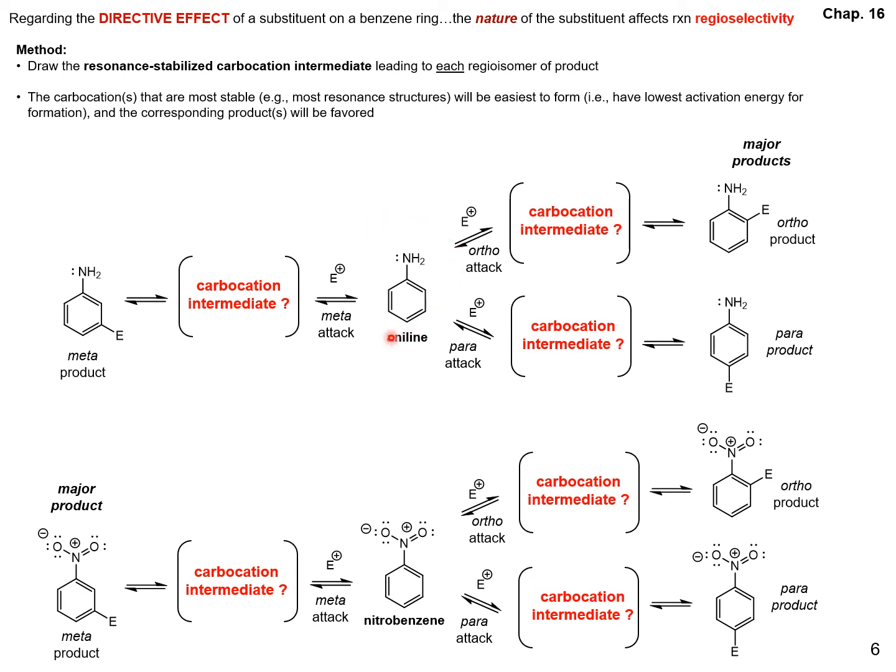So for aniline, you would perform ortho attack, draw out the carbocation intermediate. Para attack, again, draw out the carbocation intermediate. Meta attack, what's that carbocation intermediate? You then have to analyze these carbocation intermediates, compare them. The carbocation or carbocations that are most stable will be the easiest to form. That is, they will have the lowest activation energy for their formation, and it makes sense that the corresponding products will be favored.